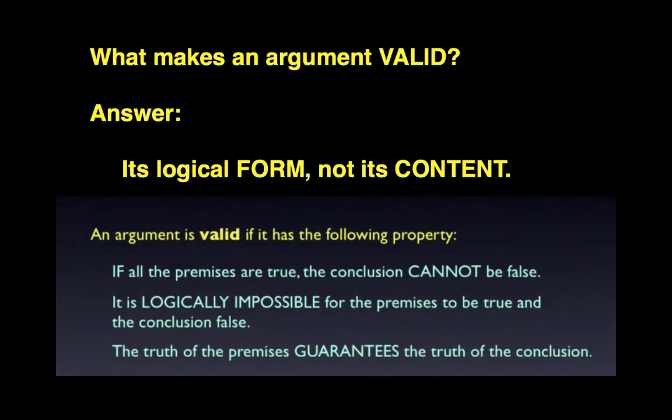An argument is valid if it has the following property. If all the premises are true, the conclusion can't be false. That is, it's logically impossible for the premises to be true and the conclusion false. The truth of the premises guarantees the truth of the conclusion. You'll notice that inductive arguments can't do this.